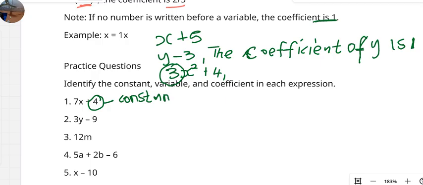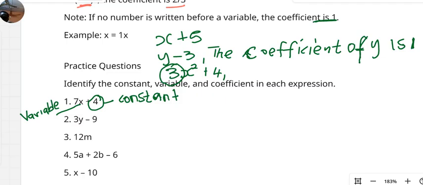Very, very nice. I hope you are following that now. The constant is 4. The next is, let's find the variable. I remember we said the variable is the alphabet there. So the variable is x. The variable is the alphabet, and that's x. What of the coefficient? The coefficient is that number that's attached to the variable. What is the number? Can you guess?